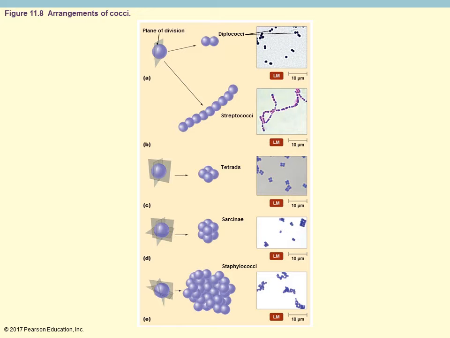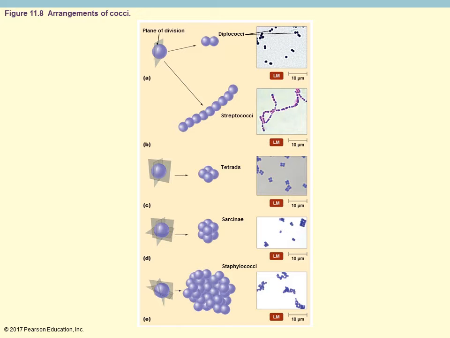So when you talk about morphology, you're talking about, is it cocci, is it bacillus, is it spiral? The arrangement is talking about what the community or what the group looks like.